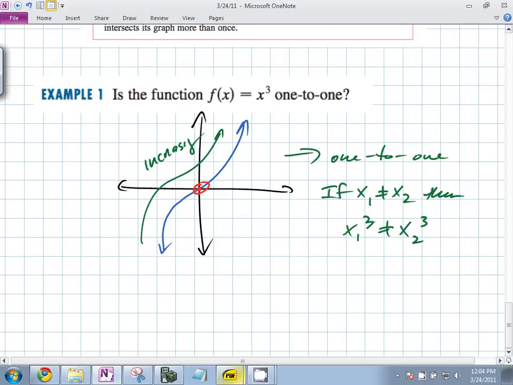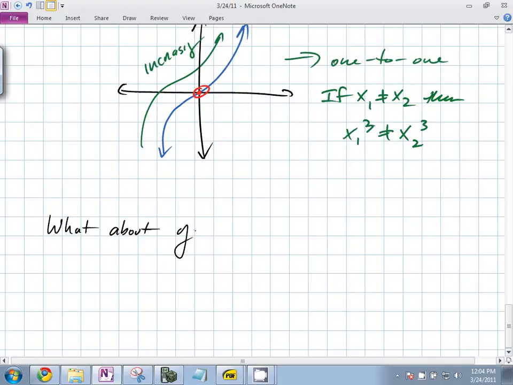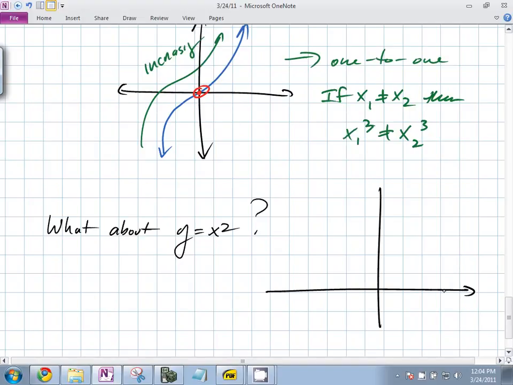What about y equals x squared? Someone raise their hand, I will call on you, and you can tell me. Y equals x squared. Is that one-to-one? Yeah, what do you think? No, it's not. You have x squared here. Visually, how many horizontal lines can you draw that pass through more than one point? Many of them, an infinite number.